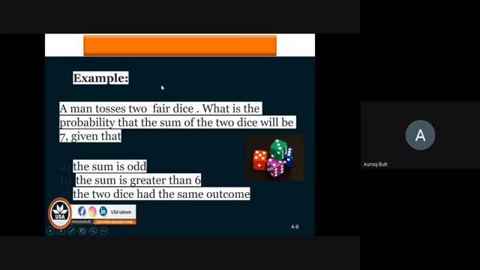Now what do you have to do? It is the case of 2 fair dice. That means you will simply construct the bivariate table and enlist all the sample points so that we can compute the probability easily.